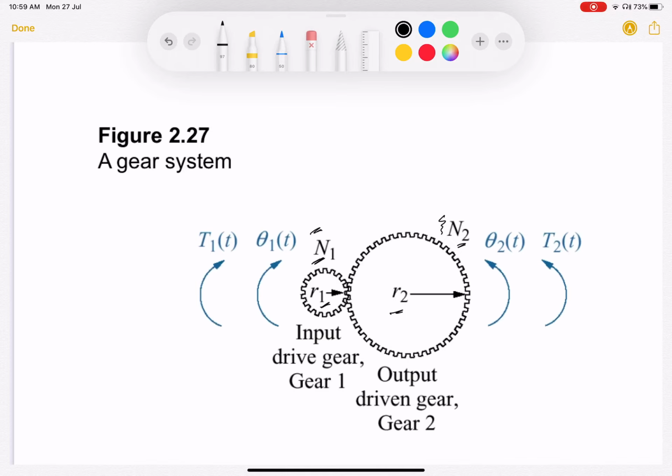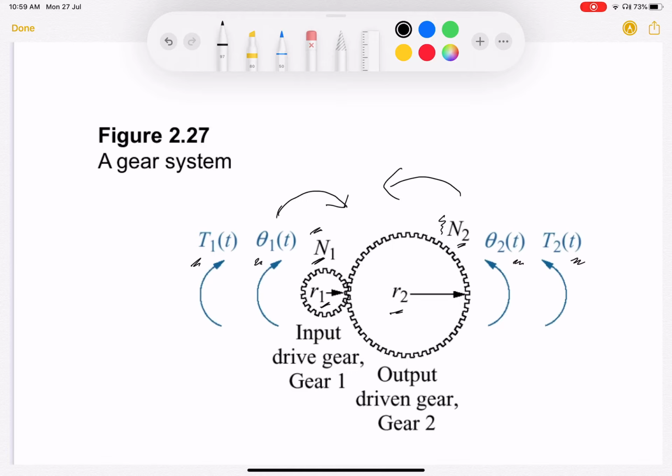And if there is a torque angular displacement relationship which is given by T1(t) and theta 1(t) on this gear, it is going to be different on this gear, T2(t), theta 2(t), on the other gear. And the other important thing is that the direction of motion is going to change. So if you're rotating this in the clockwise direction, then it is going to rotate this gear in the counterclockwise direction.